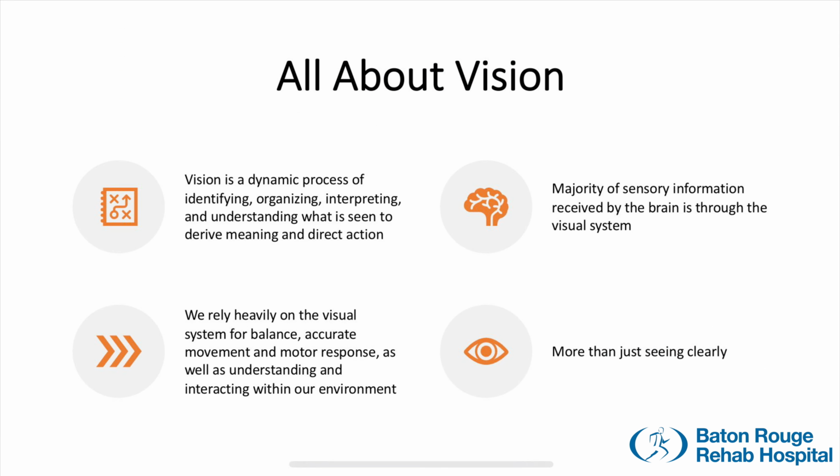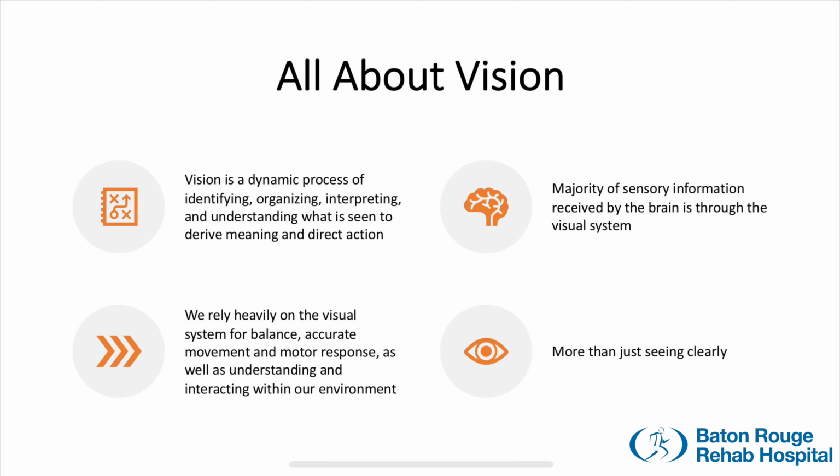So, let's discuss the basics of vision. We often think about vision as simply being what we see and if what we see is clear. However, vision is much more than that. It also includes how our brain makes sense of what we see, otherwise known as visual perception. By definition, vision is a dynamic process of identifying, organizing, interpreting, and understanding what is seen to derive meaning and direct our actions. It is comprised of a complex foundation of pathways formed between the eyes and the brain. It is a learned process that is created during the prenatal period of life and refined through the first years of life.